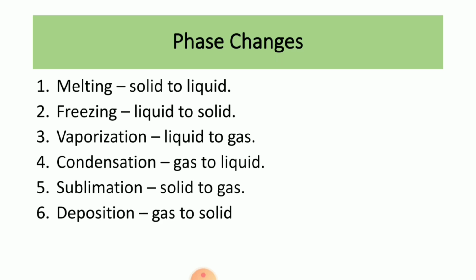And the last one is deposition, which is from gas to solid. Deposition occurs when a gas transforms directly into a solid without going through the liquid phase. Water vapor becomes ice or frost when the air touching a solid such as a blade of grass is cooler than the rest of the air. So those are the 6 phase changes.